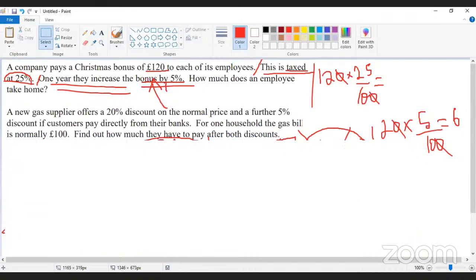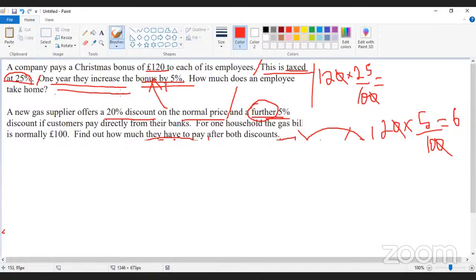If you have done, let's see how much you're able to get as a percentage. A new gas supplier offers a 20% discount on the normal price. Okay. And a further 5% discount. See here it is given further 5%. It's not from the new price. The discount is given from the normal price. Now from that, it is given a further 5% discount. A further 5% discount means in addition. Are you getting it?